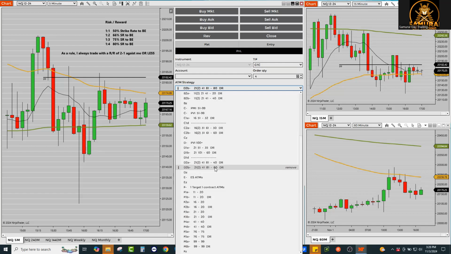Now I'm going to make some bigger ones here. If you trade the US Open or you trade news candles, you reverse these news candles, or you reverse the opening candle on the US Open, and you need some room. You may need that 80 ticks on that one. But we're going to make some larger target ones.